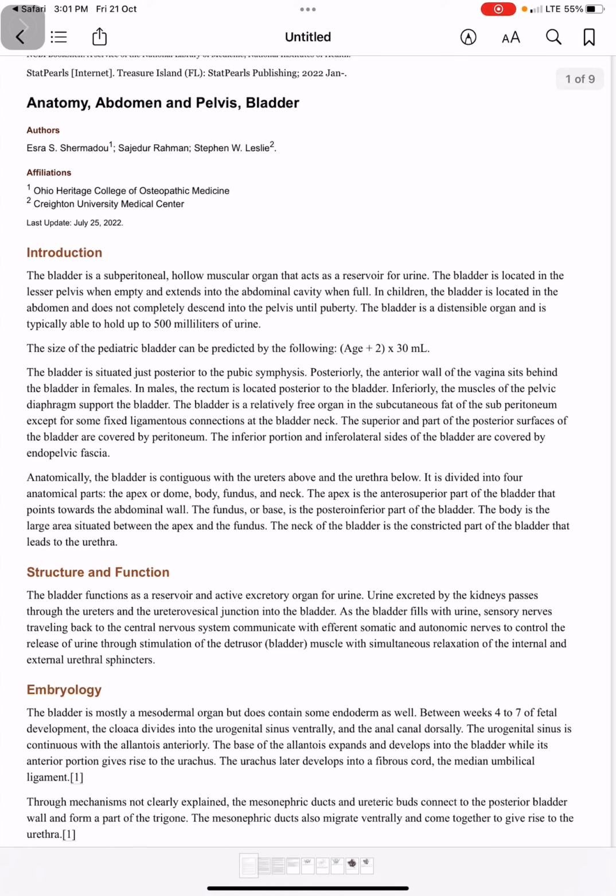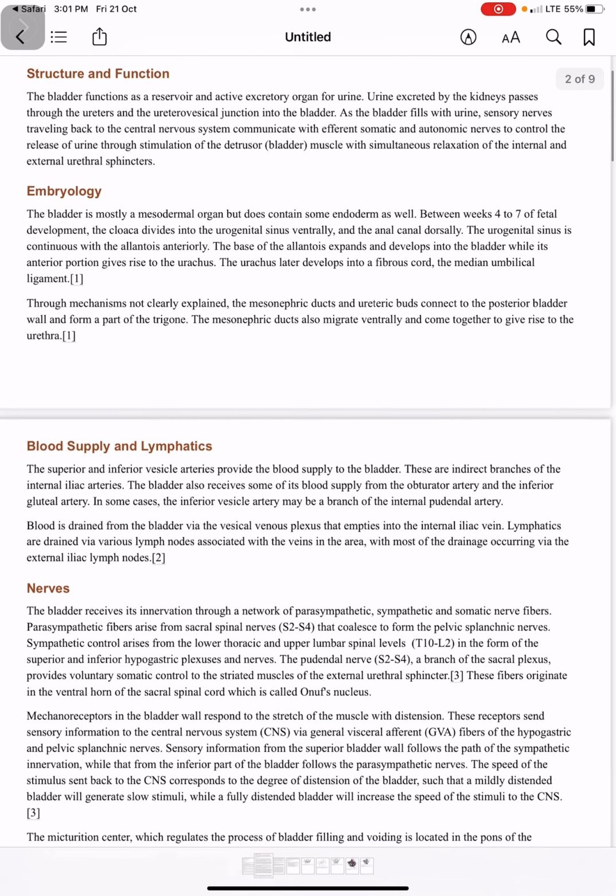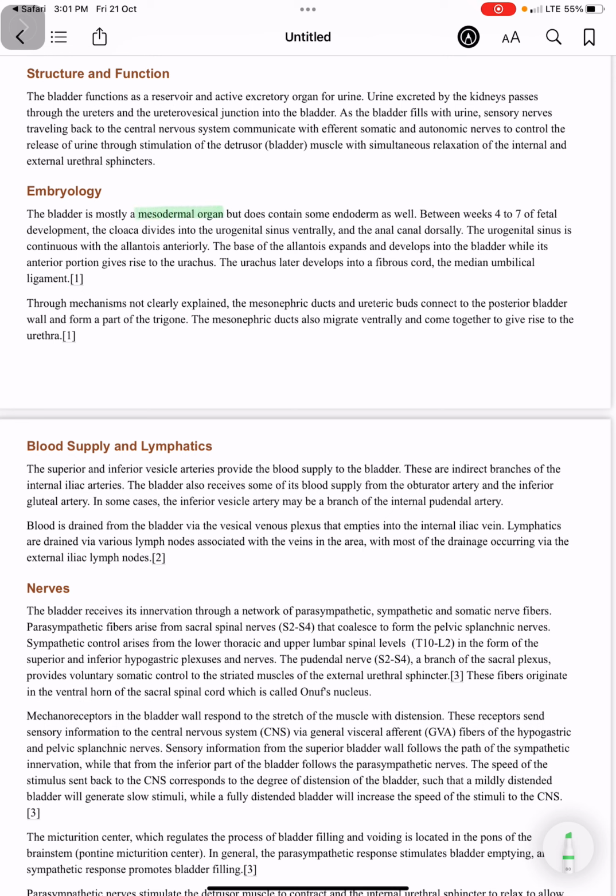Anatomy, abdomen and pelvis and bladder. Embryology. Bladder is mostly a mesodermal organ.